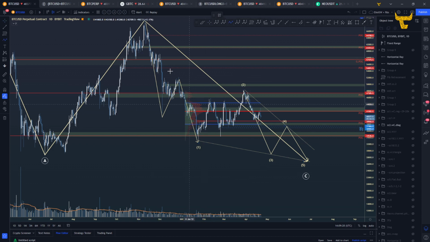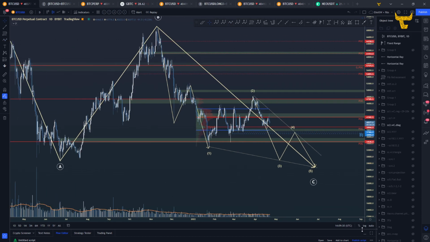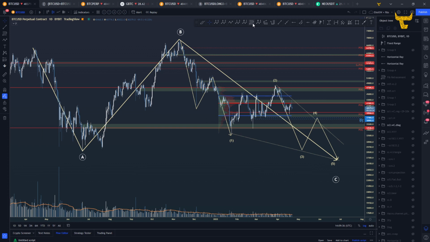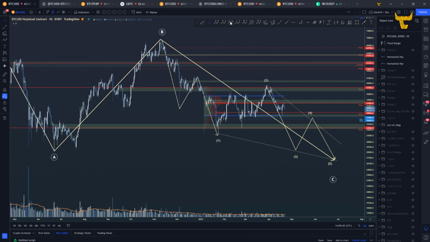And this part is debatable. I like to see it as a zigzag, especially when you flip your chart on a log scale. That's what looks the best, I would say. So in that case, we'll be looking at this completed 5 to be wave A, wave B, and wave C.